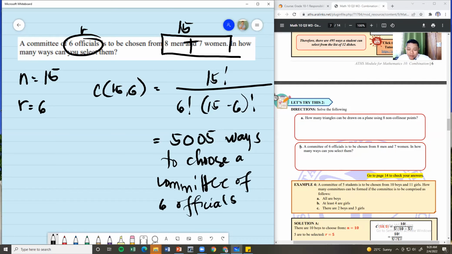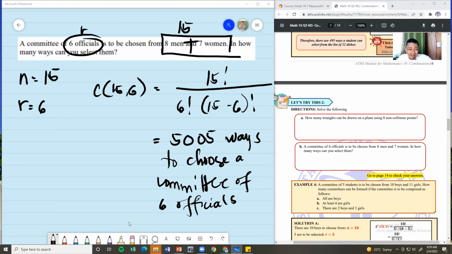Okay, that's it. Show me a reaction if that process is clear to you. Very good. It's that simple. Someone forgot the factorial of 6. Yes, you should not forget the factorial symbol. Okay? Thank you. Now, let's move on to this one.